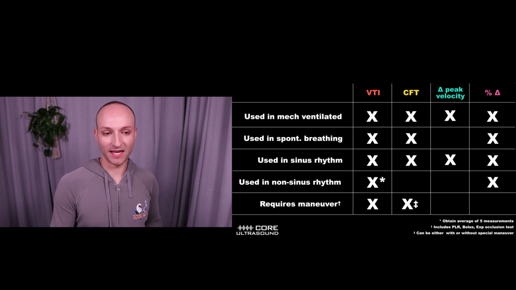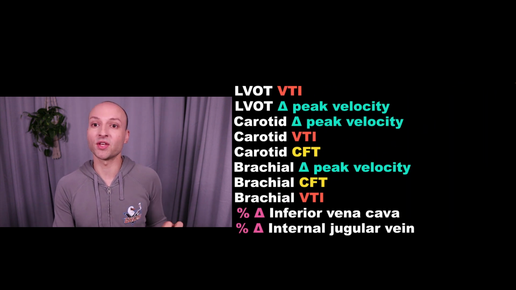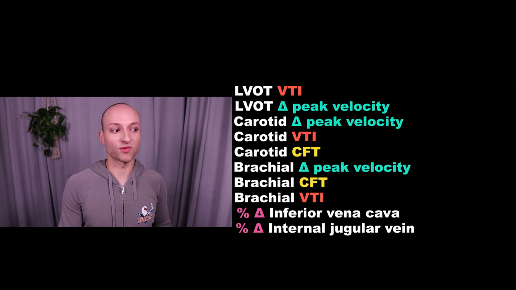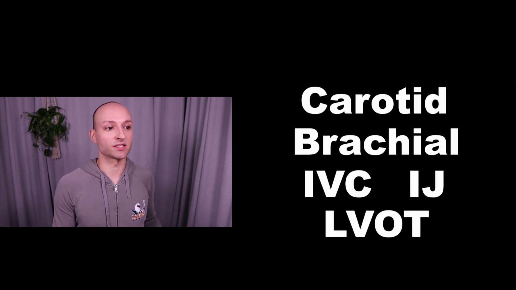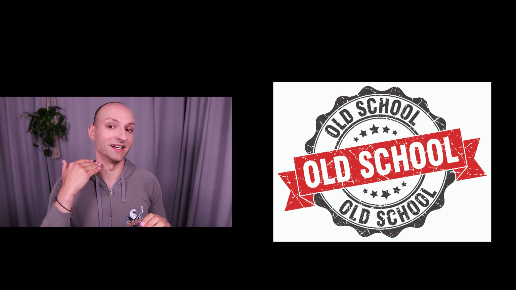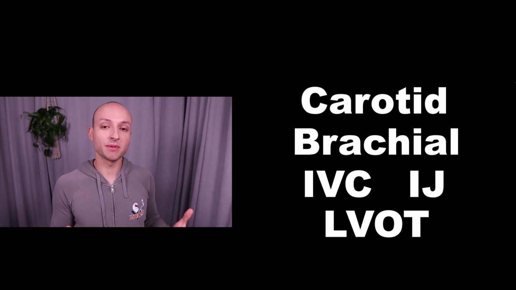The other way that you can categorize these is not necessarily by the method in which you are evaluating. You can also talk about it as far as just the organs that you can look at. So we have the carotid artery, the brachial artery, the IVC, the IJ. Yes, the IJ. It's old school, right? We looked at the length of the IJ in heart failure patients. You can look at that with ultrasound. It's crazy.